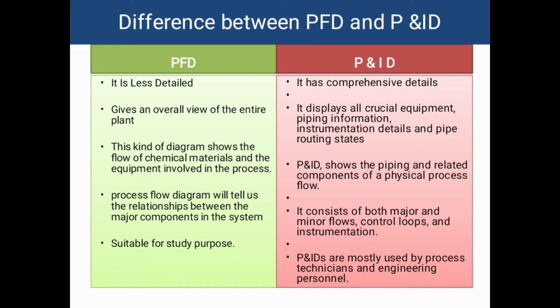This kind of diagram shows the flow of chemical materials and the equipment involved in the process. How the flow is routed from one instrument to another, and what all the equipment involved in the process are, the PFD will tell. The P and ID will tell you all the components of a physical process and piping related to the process. So the PFD is an overall view, and the P and ID is a detailed description of a process plant.